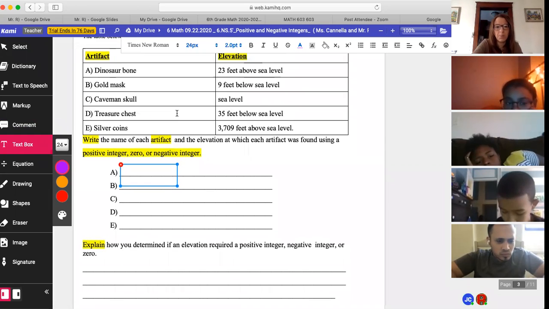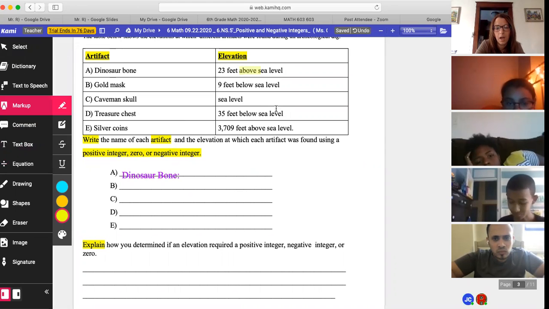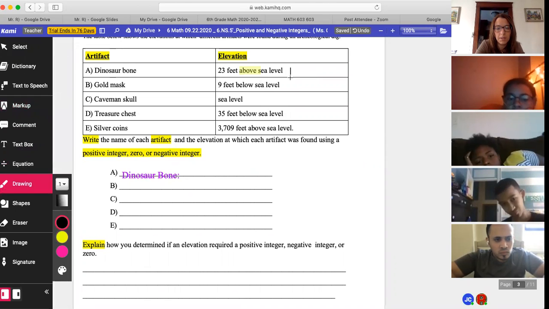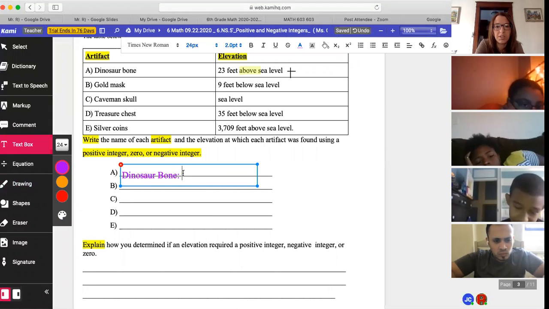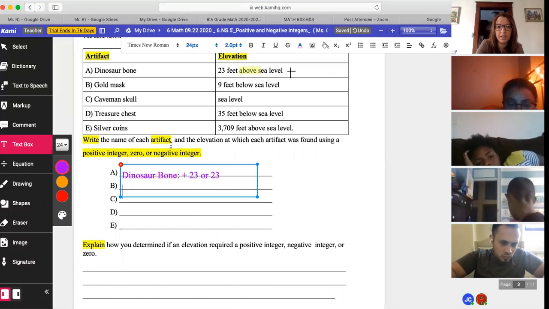All right, so dinosaur bone is the first artifact. So we're going to write dinosaur bone. When we look on the elevation, the key word here says above. So I'm going to annotate above here. Above is a positive integer. So I like to write on my paper a plus sign, positive. So that means I have to show 23 as a positive integer by writing plus 23 or 23.